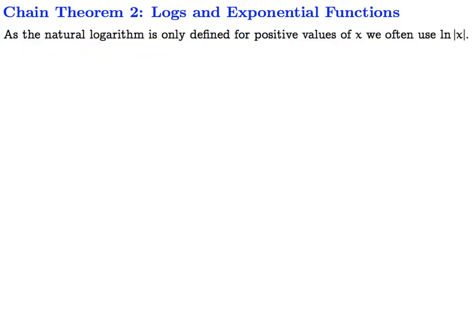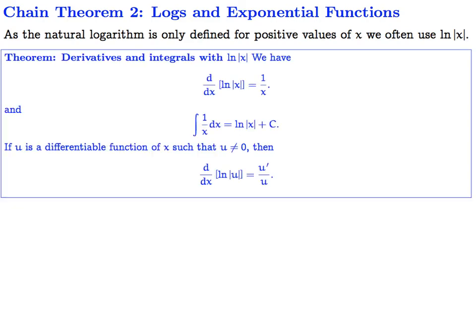Now one of the things we notice about the natural log function is it can only take positive values in. So often what happens is we want to use the natural log of the absolute value of x. So we also need to figure out how to take its derivative. And as it turns out, the absolute value doesn't add a lot of complications to the derivative. In this case, the derivative of the natural log of the absolute value of x is still 1 over x.